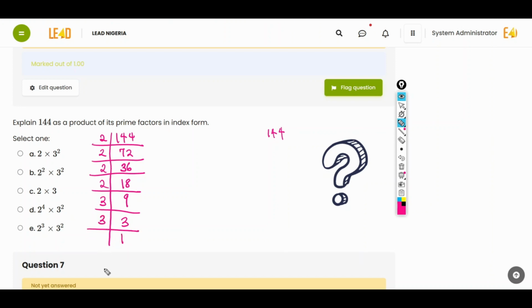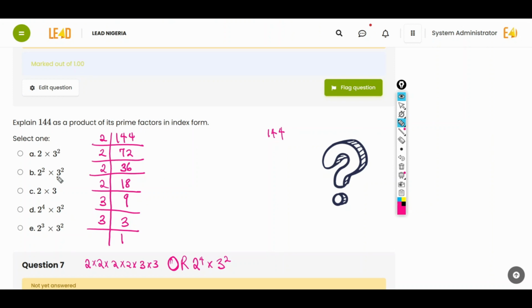All right, so the answer to this is 2 times 2 times 2 times 2 times 3 times 3. Or in index form, like they asked for it, you would have 2 raised to the power of 4 times 3 raised to the power of 2.